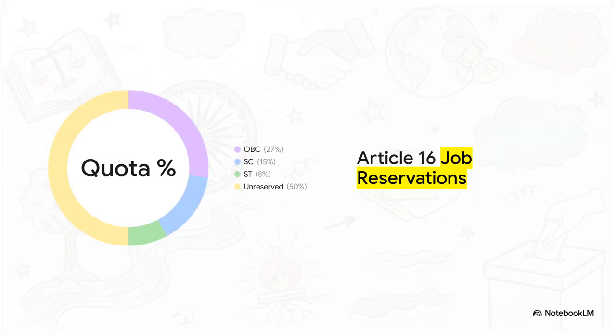Under the right to equality, we hit Article 16. This deals with equality of opportunity in government jobs. But remember, the Constitution does allow for reservations to uplift certain communities. For case-based questions, you absolutely need to memorize these exact reservation percentages: 27% for other backward classes, 15% for scheduled castes, and 7.5% for scheduled tribes. If a government employment dispute pops up on the paper, these numbers are your ticket to full marks.